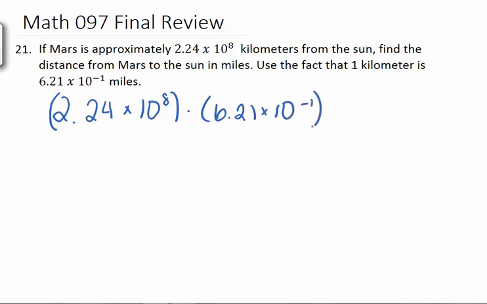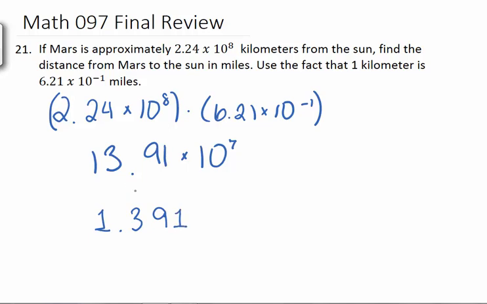So anytime you're multiplying in scientific notation, we start by just multiplying the numbers. 2.24 times 6.21 is going to be 13.91 times 10 to the, our exponent is found by adding exponents, so 8 plus negative 1 is 7. And this number is not currently in scientific notation. In order to be in scientific notation, the number needs to be between 1 and 10.